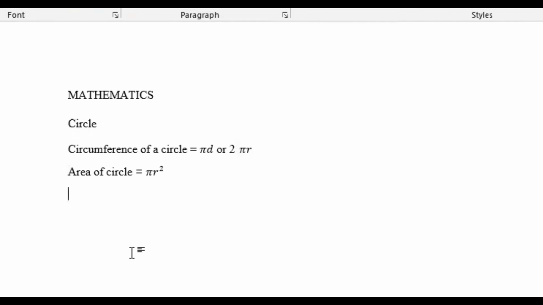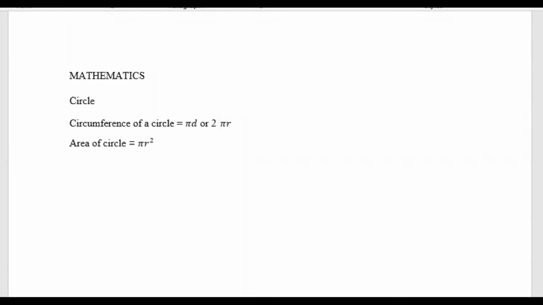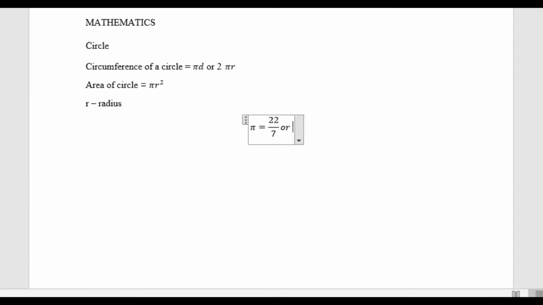Good. Now, we're just going to refresh this. What does R mean? What does D mean? R means radius, and D is diameter. And we know that 2 radii give us a diameter. And pi is equal to what? 22 upon 7, or 3.14.